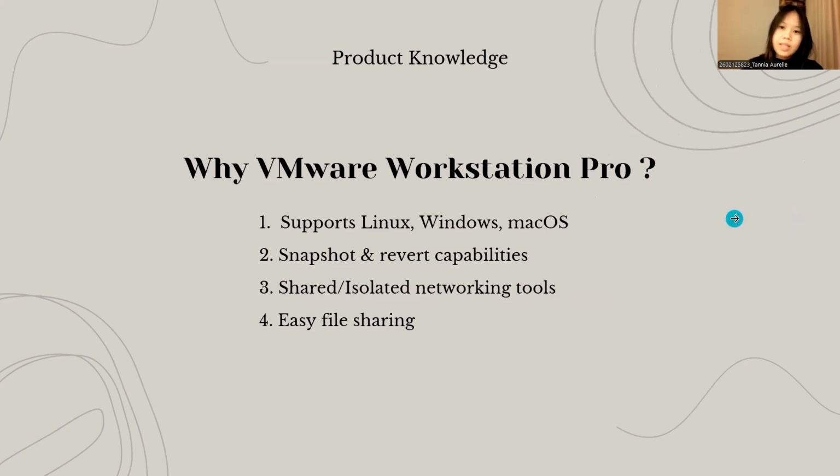Now let me explain some key features of VMware Workstation Pro. First, it supports multiple operating systems, including Linux, Windows, and macOS. Second, it has advanced snapshot capabilities, which allow you to save and revert to different states of your virtual machines easily. Third, the networking tools are powerful, enabling you to create isolated or shared networks between your virtual machine and host system. Lastly, its file sharing capabilities make it easier to transfer files between your host computer and the virtual machine.